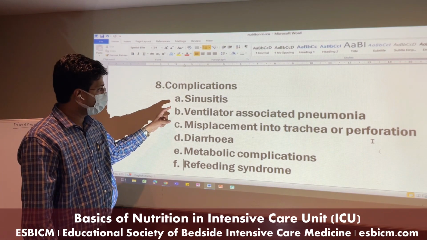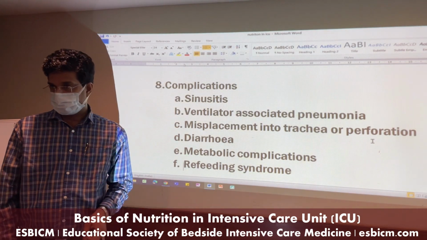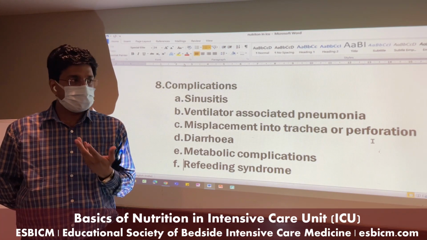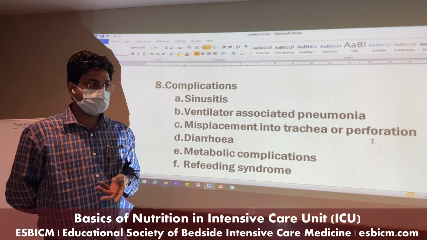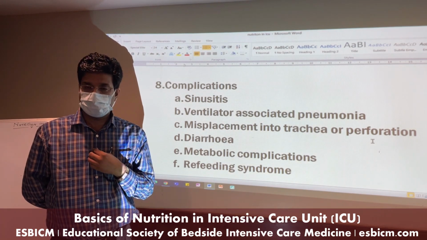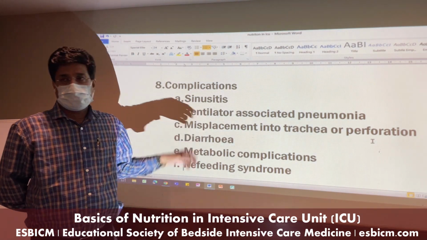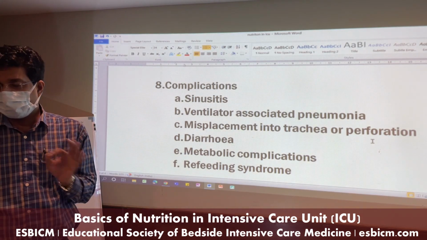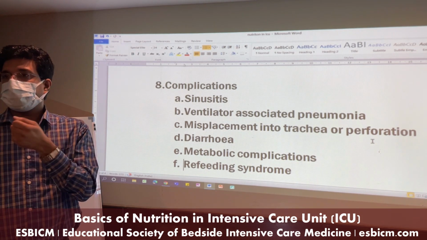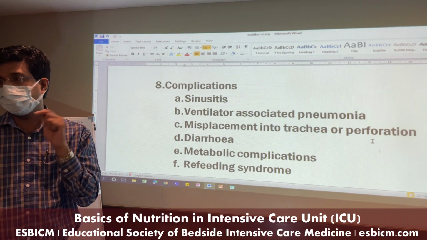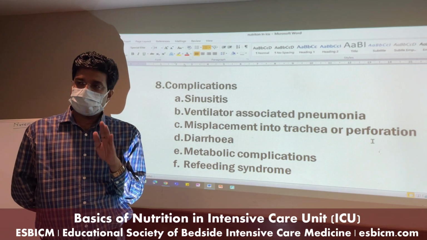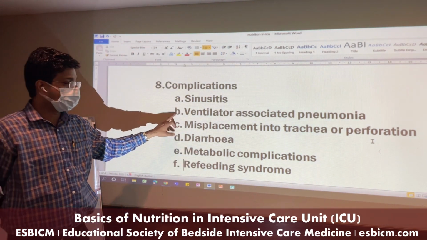So sinusitis is one. Ventilator-associated pneumonia, I have told you, is common if there are transgastric residual volumes, the patient is not able to cough out properly, or the patient is sedated. If you have not propped the patient up, aspiration pneumonia chances are there, more with continuous feeding. To prevent this, the single most important thing, which is very helpful in preventing VAP, is oral care. If you are doing oral care of the patient daily with chlorhexidine, it helps to prevent VAP. No other measure has been shown to decrease the incidence of VAP other than this oral hygiene.